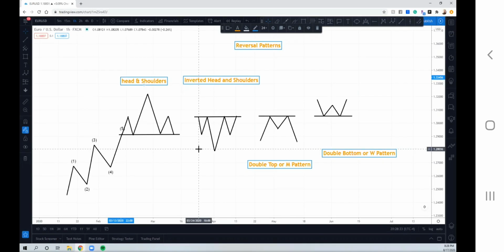I'm going to be talking about and go more in depth about reversal patterns and when you should look for them and how you should use them to your advantage. Okay, first, I have four common reversal patterns that you will almost always see in the markets. We have the head and shoulders pattern, the inverted head and shoulders pattern, the double top or M pattern, and the double bottom or W pattern.